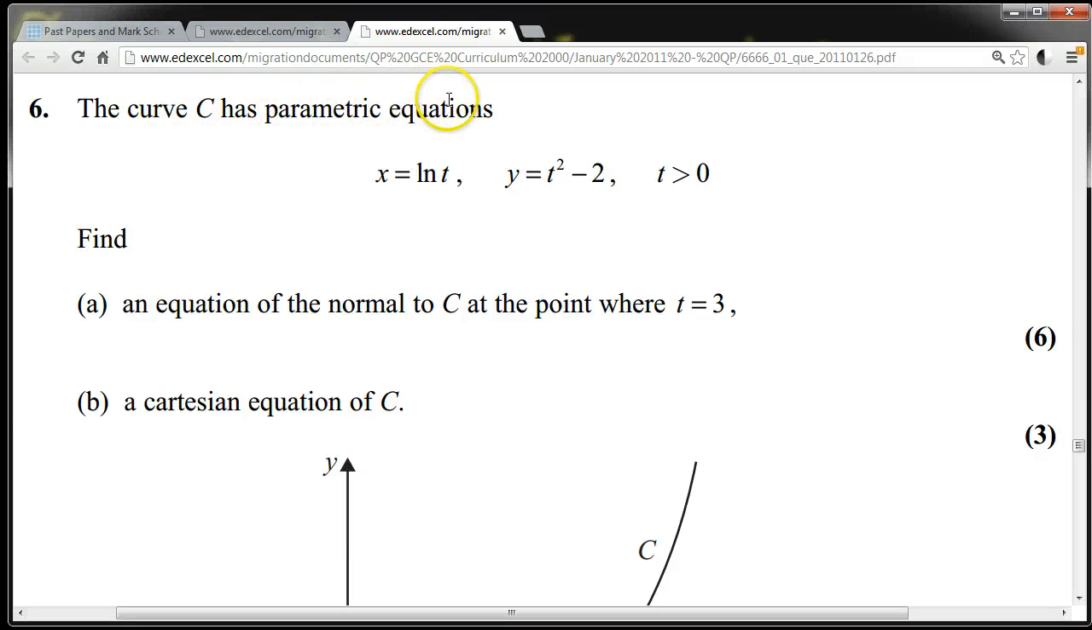The curve C has parametric equations x equals log t and y equals t squared minus 2. Find an equation of the normal to C at the point where t is 3. A Cartesian equation of C.